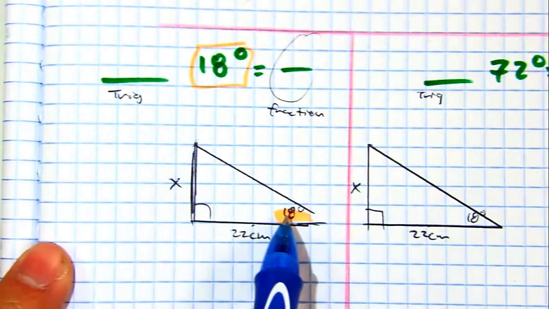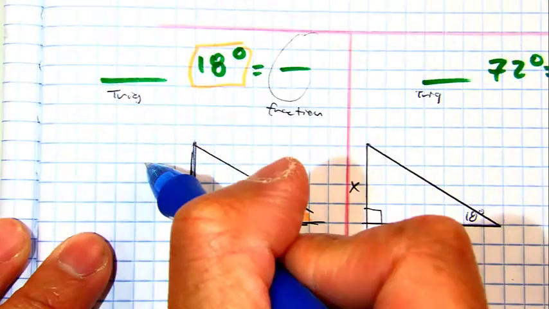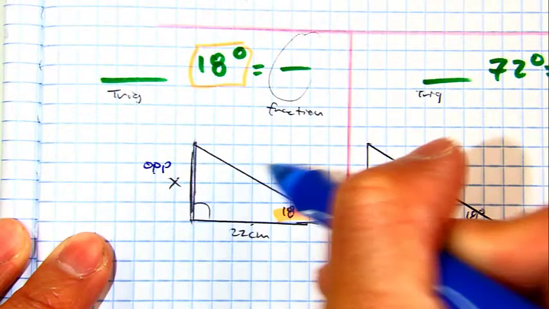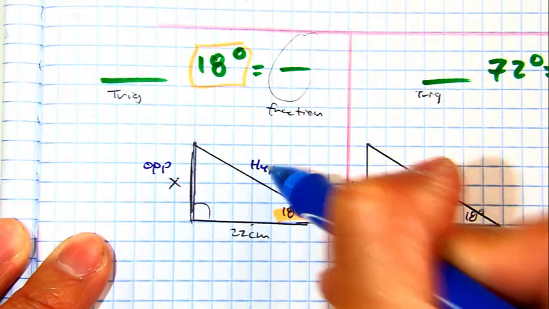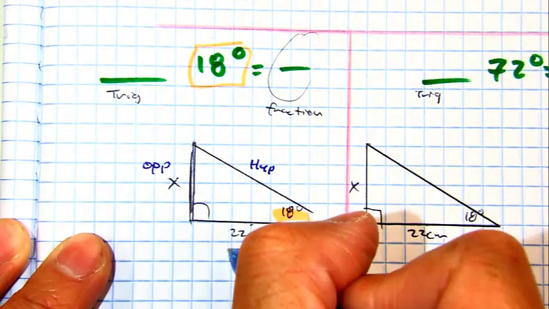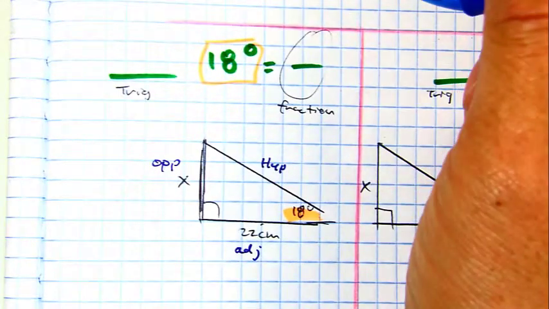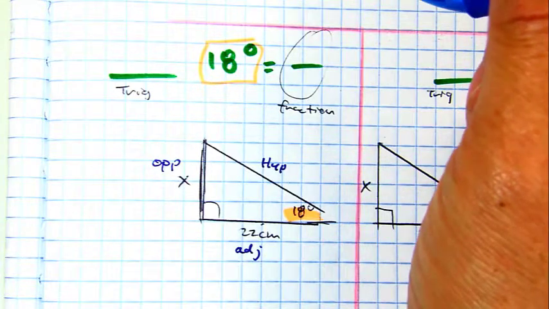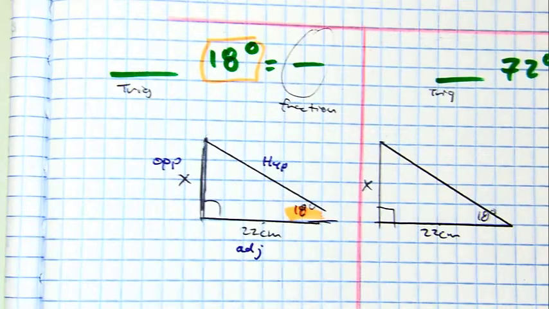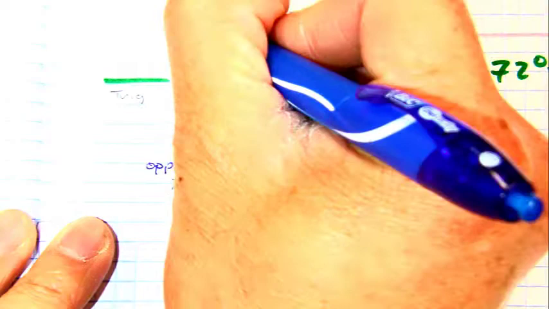Going across, this side is called the opposite. This one is called the hypotenuse. And the leftover one is called the adjacent. What is our silly phrase that helps us remember the trig ratios? SOHCAHTOA.